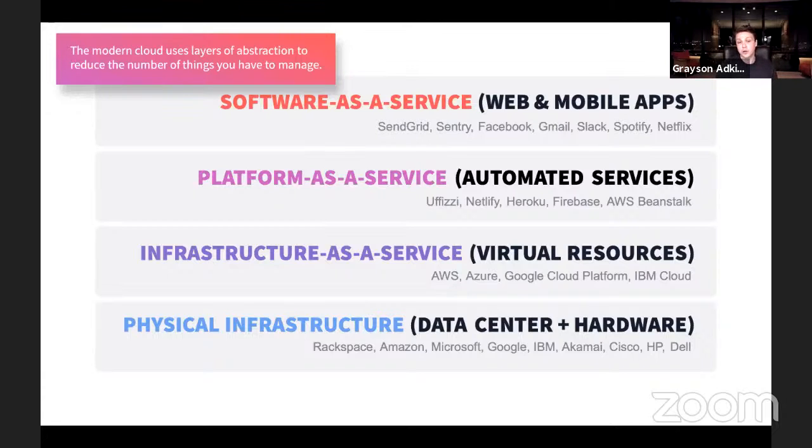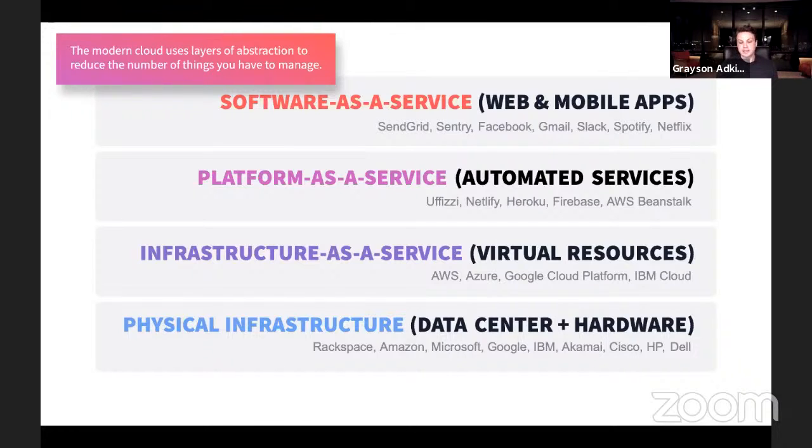These are mobile and web apps. Now, they could be SaaS versions of infrastructure things like SendGrid, ways to automate sending of mail, Sentry, things like monitoring, or they could be consumer-driven apps like Facebook, Gmail, Slack, Spotify, Netflix, etc. So the concept, again, is the abstraction, is that software developers don't have to worry about the data center or the hardware or even the virtual resources if they're using a platform.